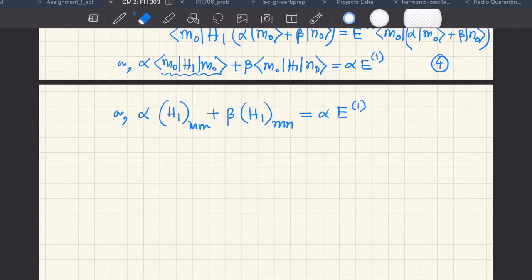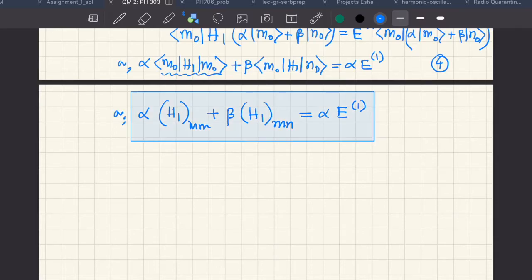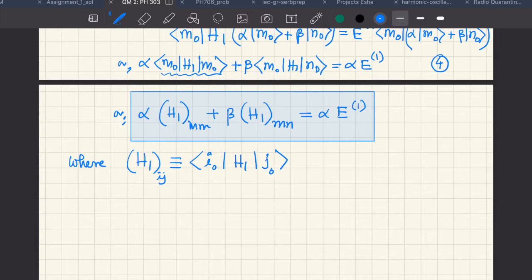So this is one of those important equations which we will see later how it can be used. Here we have used the notation H1 Ij is I naught H1 J naught. Again, as always, this 0 represents unperturbed states, and of course Ij can take values m and n only.